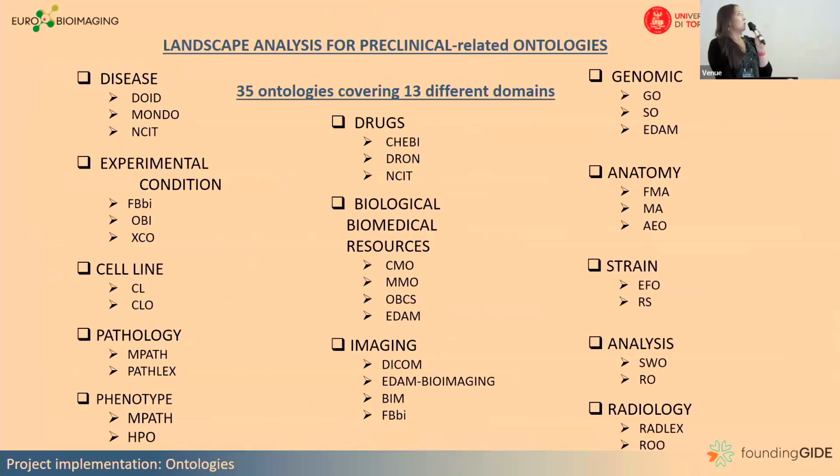Within the preclinical working group, we have taken up 13 different domains that describe the versatility of the preclinical field that you can see here. For example, disease, experimental condition, drugs, and so on. And we have made a landscape analysis of this field, and we have discovered 35 different ontologies currently. What we then do is we make a ranking to choose the best one from each of these domains.